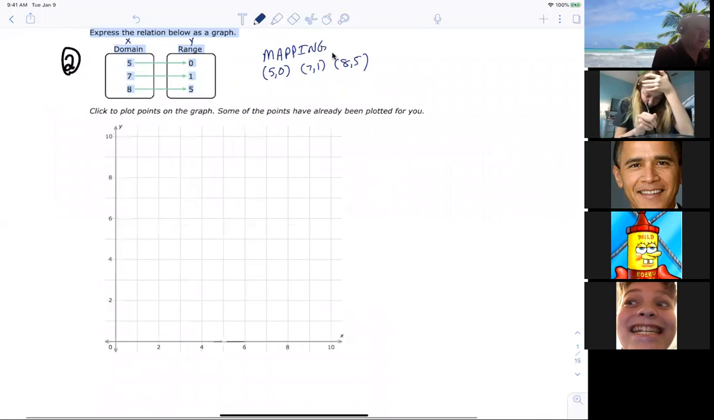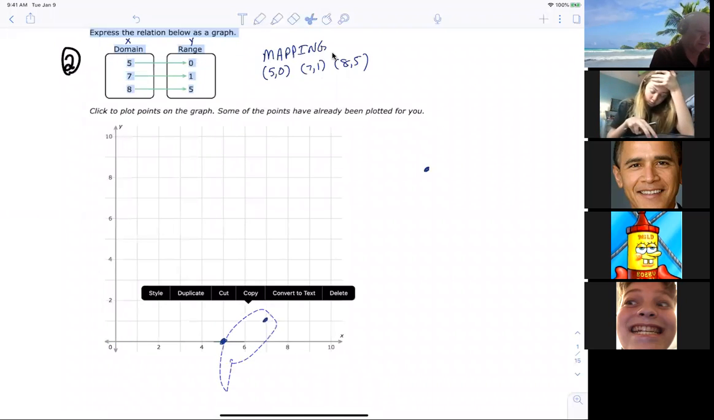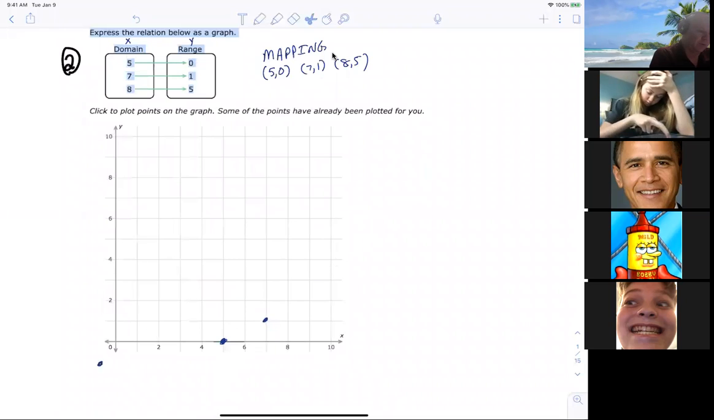So now again, we're going to plot those points. I just like to put down 3 points and then show you how I'm graphing. 5, 0. Remember, you count over 5, then stay at 0. Over 7, up 1. And then we go over 8 and up 5.